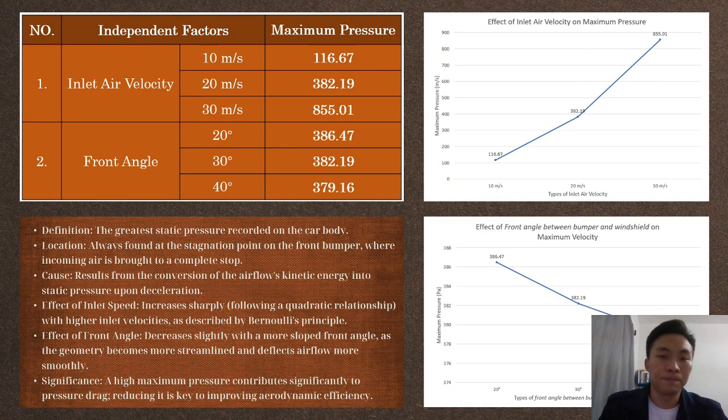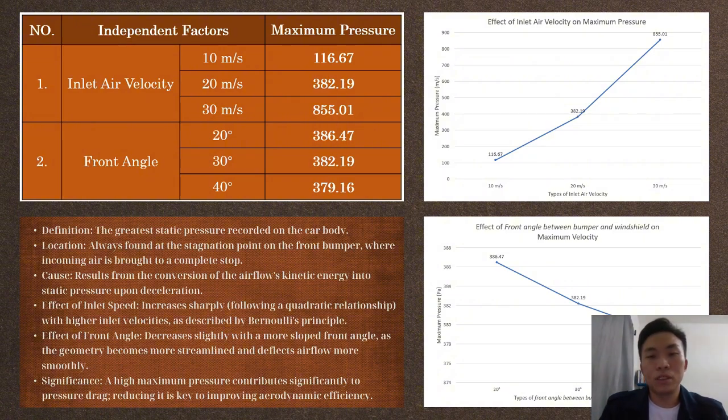All in all, based on the analysis of the velocity and pressure contours, two key aerodynamic metrics are defined. The maximum velocity refers to the highest speed of the airflow around the car, which consistently occurs at the transition between the windshield and the roof. This acceleration is caused by the curvature of the car surface, which compresses the flow. Higher inlet speed or a more streamlined front angle increases this velocity, indicating improved airflow attachment and reduced drag.